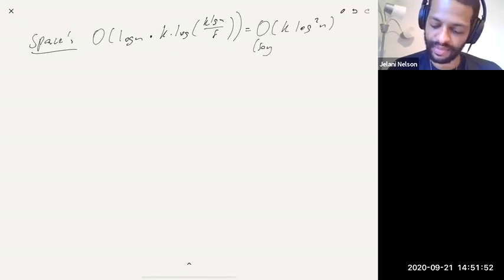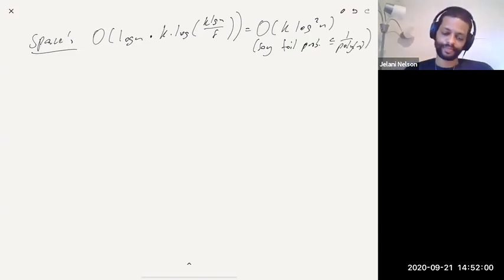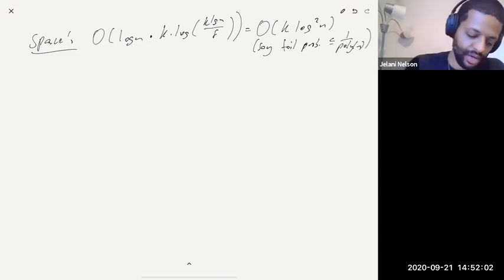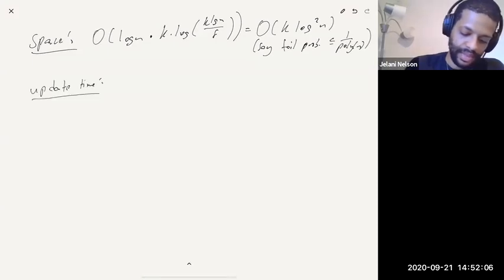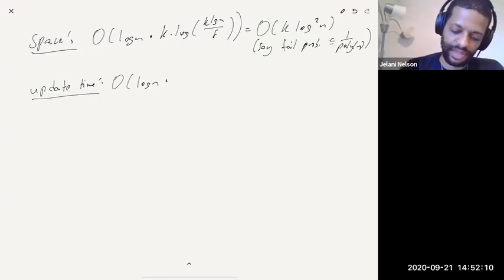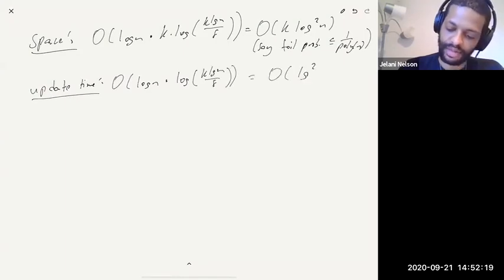Say the failure probability you just want to be at most 1 over poly n. And then your update time is, again, you have log n levels to update. Each one takes you log of K log n over delta time. So again, this is O of log squared n for the same kind of failure probability.